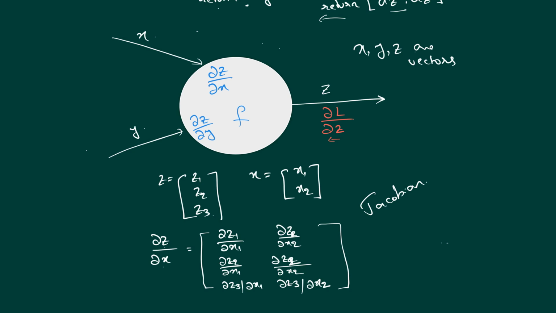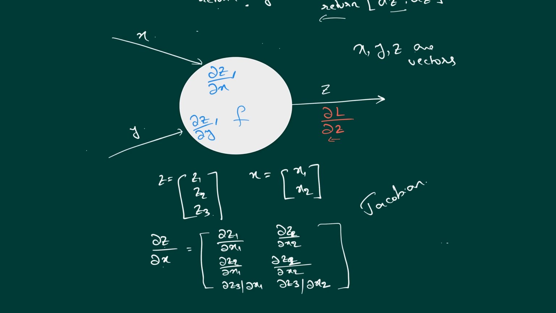And its dimensionality is going to be 3 by 2, and basically what you're doing is taking each of these z's and differentiating by the first element, which is del x1, and doing the same for the second element, x2. So this entire Jacobian matrix is what we are calling the local gradient. Similarly, we'll have another local gradient for y, which is again going to be another Jacobian matrix.